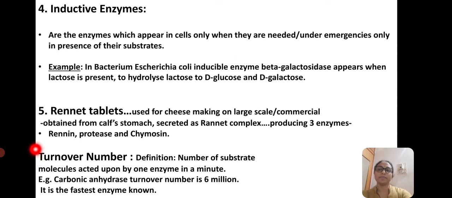Then coming to one more fact, that is turnover number. We never say so many milligrams of enzyme are there in the system, but we see the enzyme proportion based on the rate of reaction, based on their action, how many substrates are converted into products. Based on that, we use the term turnover number. It is the number of substrate molecules acted upon by one enzyme in 1 minute. Carbonic anhydrase is one such enzyme in which 6 million substrate molecules act upon the enzyme in 1 minute. So this is considered the fastest enzyme.